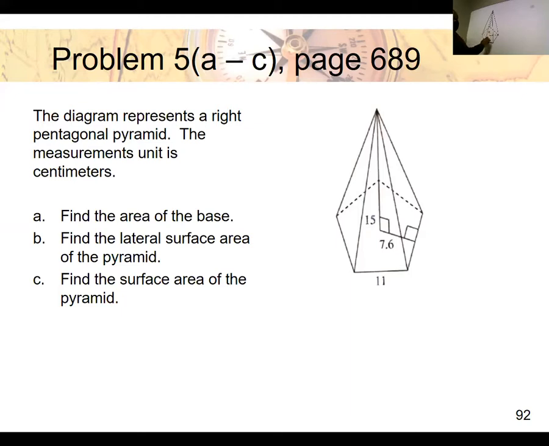This is 15. Going here is 7.6. And this side is 11. Now there's one thing we need to find. I might need to put this in blue, is the slant height. That's going to be this height that's on the face of the pyramid. So here we need to find out what L is.